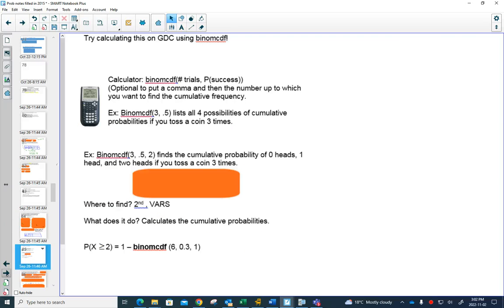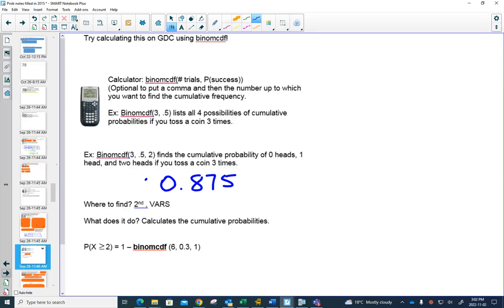So here are the instructions in your calculator. We've done this already: how to find the binomial CDF. I believe this would be the exact one. So binomial CDF of 3, 5, 2 finds the cumulative probability of 0 heads, 1 head, and 2 heads if you toss it 3 times.